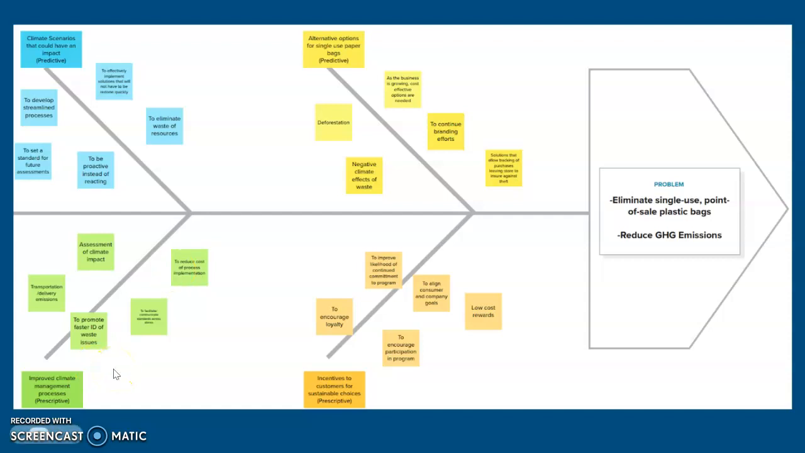And then we have improved climate management processes, and some of our sub-causes would be transportation and delivery emissions, assessment of climate impact, to promote faster identification of waste issues, to reduce cost of process implementation, and then I can't really read this last one, but I'm sure I could if it was blown up.